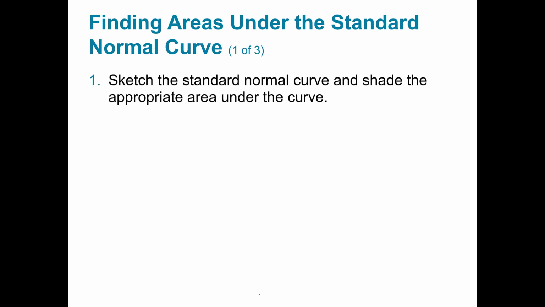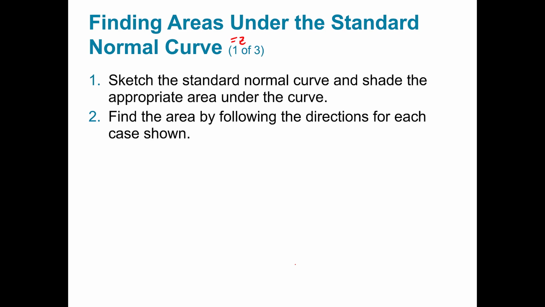To find areas under the standard normal curve, so remember the standard normal curve is our z distribution or our z curve. Basically what you want to do first is sketch the standard normal curve and shade the appropriate area that you're trying to find on the curve. The second step is to find the area following the directions for 3 separate cases.